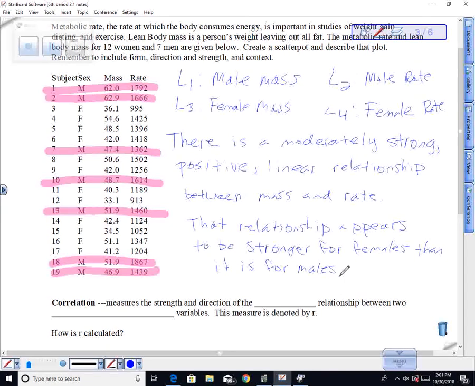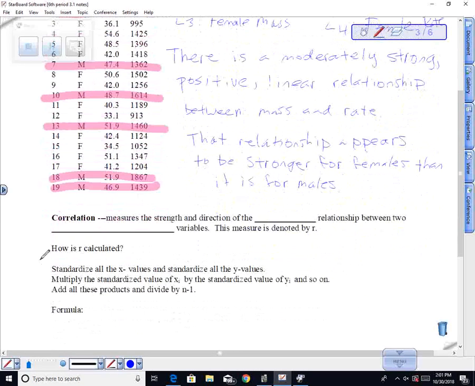That make sense? Okay. So we talked about how to create a scatter plot now and how to interpret it. And the next piece is to jump into correlation. And so a correlation measures the strength and direction of the linear relationship between two quantitative variables.